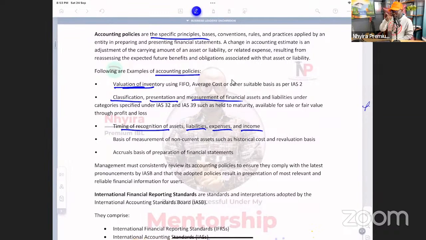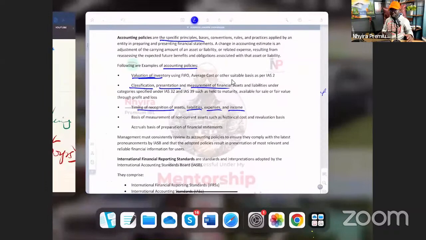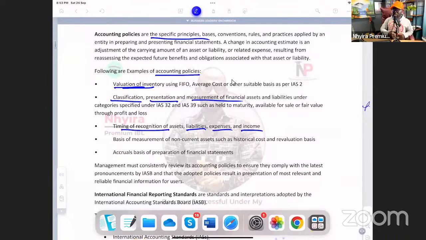The basis of measurement. If you remember, we spoke about basis of measurement. For those of you in the main class, we said we can either use fair value, replacement cost, net realizable value, value in use. Those are also accounting policies. So if assets are being carried at historical cost, then for some reason the entity says they are now carrying the assets on another basis, then it has to be applied retrospectively so that we will be able to compare the financial statements. Then certainly the accrual basis of preparing financial statements is also an accounting basis generally in that regard.